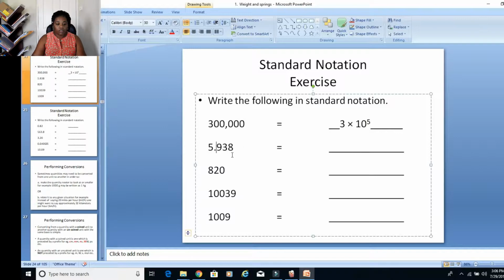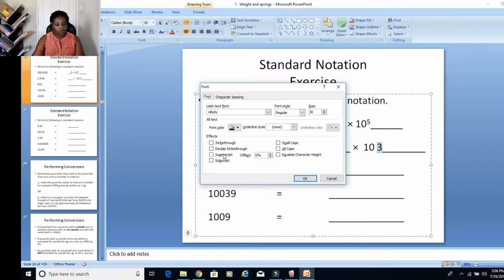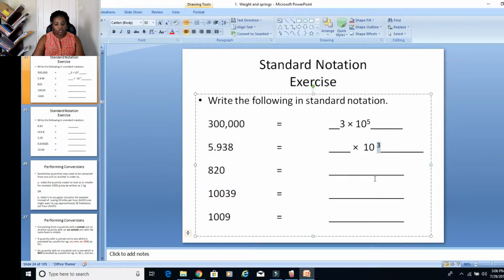So in this case, since the point moved 3 times, you're going to put that the point moved 3 times. Just paste, and we're going to space, and it moves 3 times to the left, so therefore it's positive, and we're going to make it up here, superscript. Okay, so it's positive.